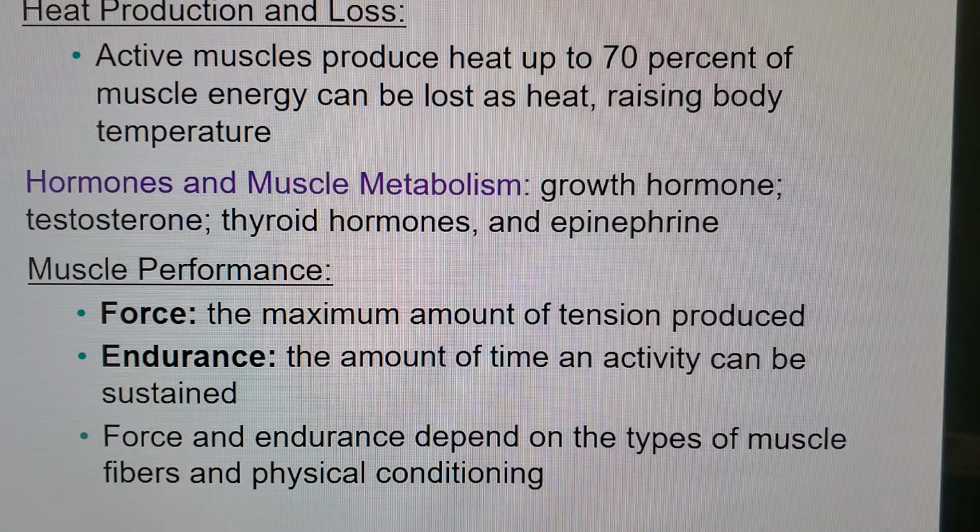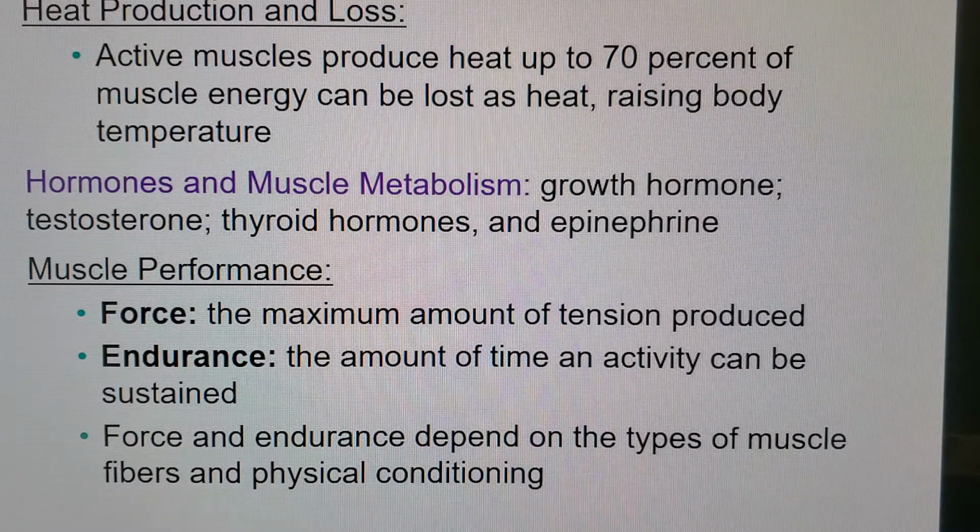The muscles are useful for producing heat. They generate heat. Muscles produce heat, and up to 70% of the muscle energy can be lost as heat rather than movement. And this raises the body temperature. You notice that when you get up on a very chilly morning, and then after you get moving around a bit or working out, you become very warm.